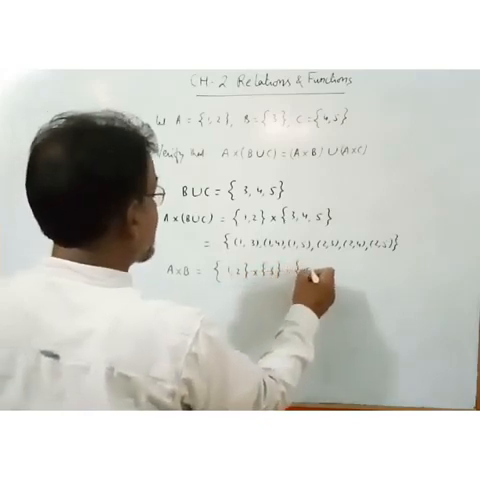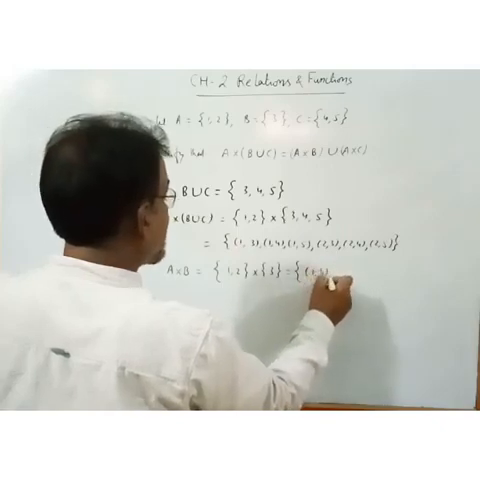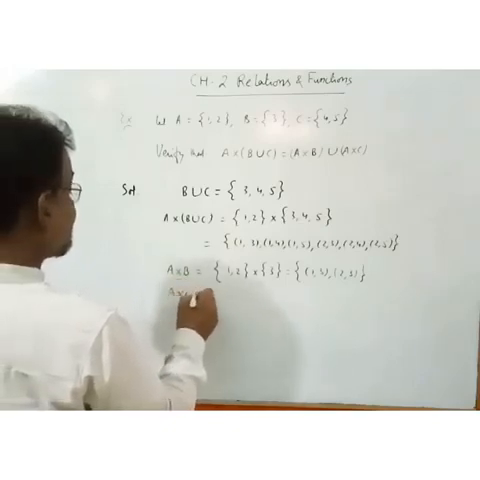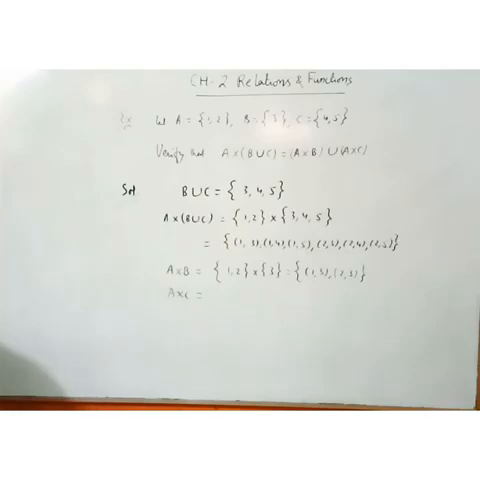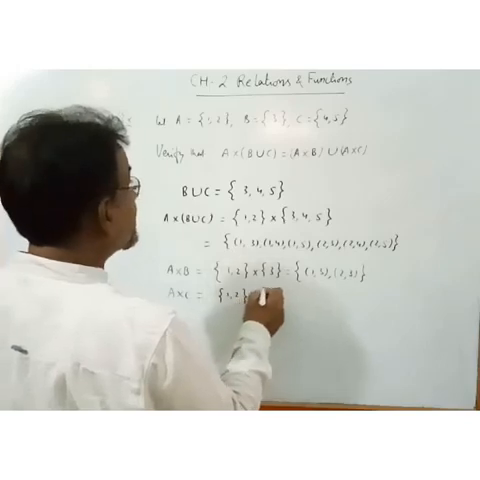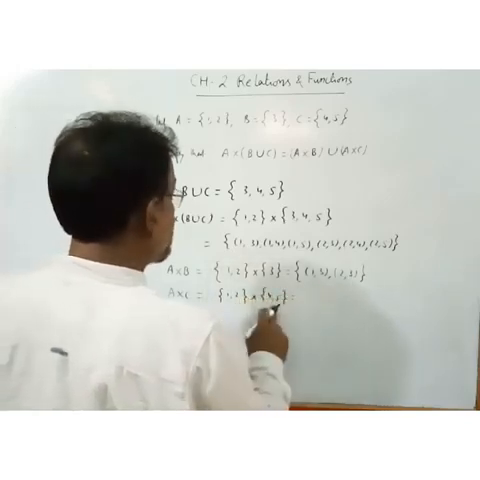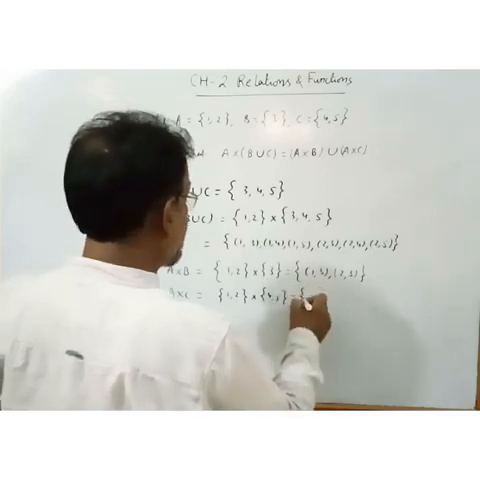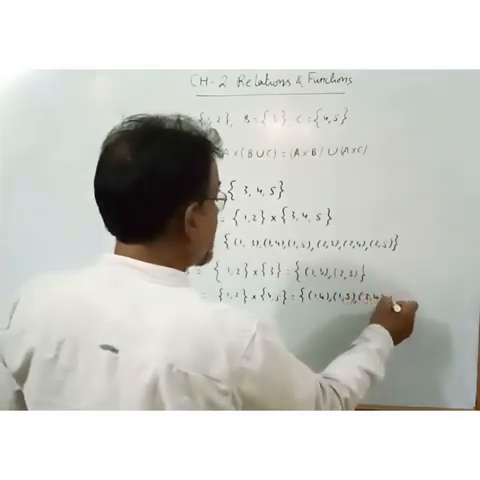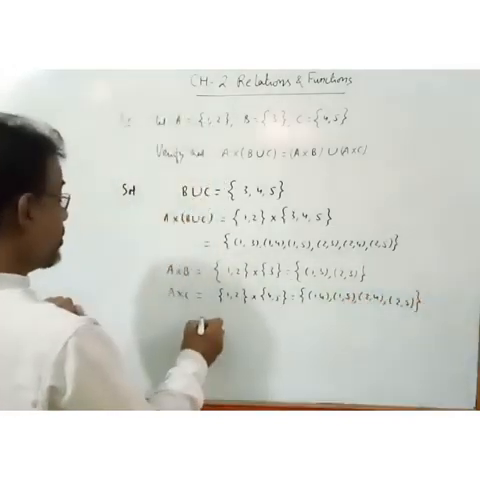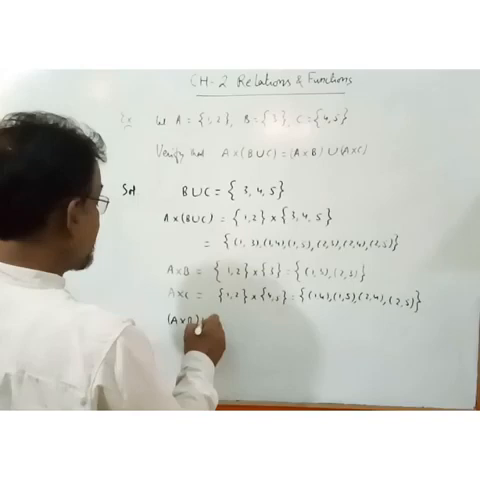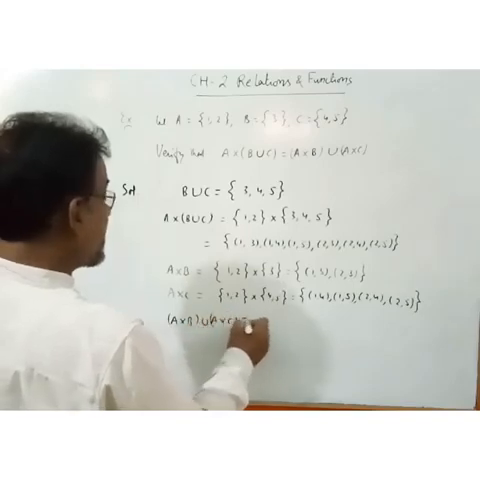Now we will find A cross B. A cross B is {1, 2} cross {3}. So this will give you 2 ordered pairs, (1,3) and (2,3). What is A cross C? So A cross C will give you {1, 2} cross {4, 5}. So 2 into 2, 4 members will be there: (1,4), (1,5), (2,4), (2,5).